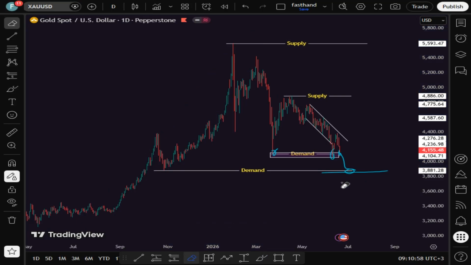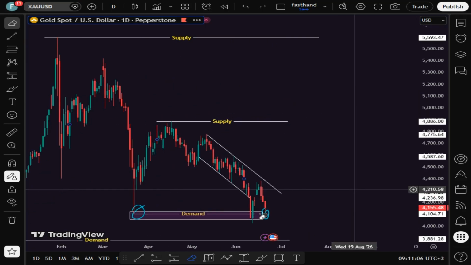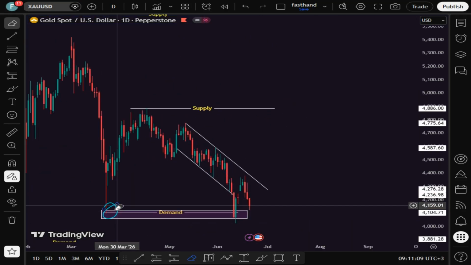Correct. Now, based on that, let's just continue. At the same time, let me remove this. Zoom in. I'll remove these ones.